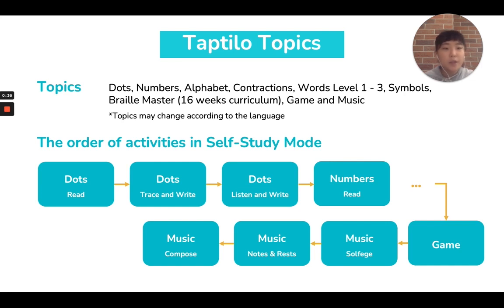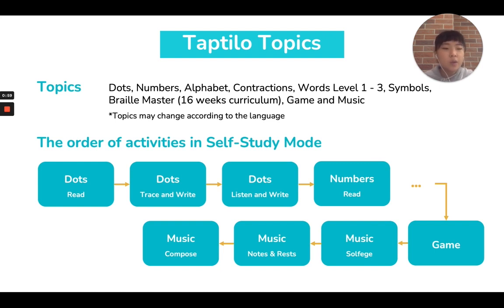And these are Taptilo's topics. The topics may change according to the language, but in the English language, there are these kinds of topics, including dots, numbers, alphabet, contractions, word level 1 to 3, symbols, and Braille Master. It's a 16 weeks curriculum, and game and music.